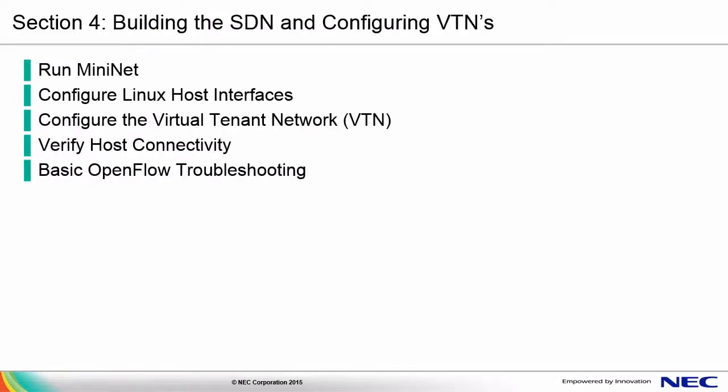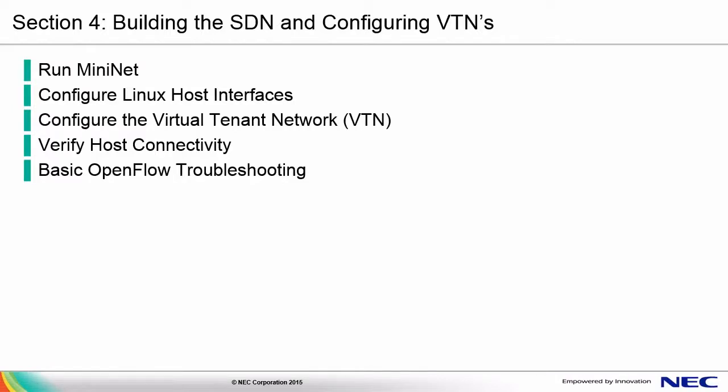In section 4, we'll complete our build of our virtual software-defined network, and we'll configure our first NEC virtual tenant network. This section is broken out into 5 steps. First, we'll show you how to run Mininet, which will spin up an OpenFlow switch and 2 Linux hosts. We have a diagram showing you the scenario here shortly.